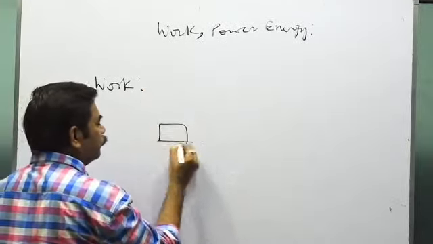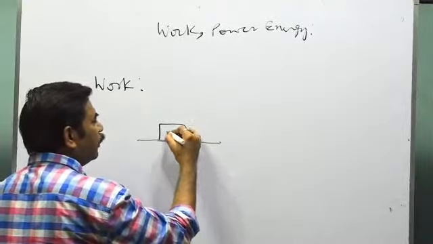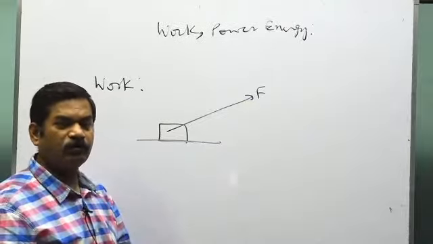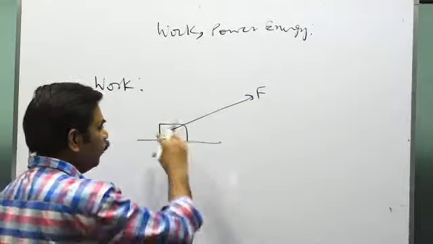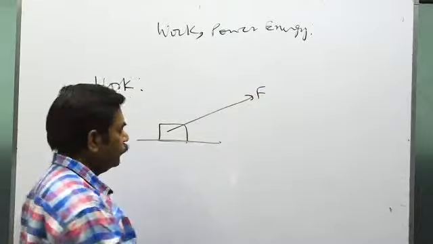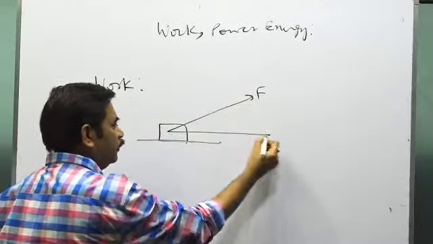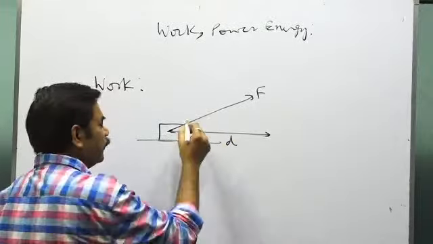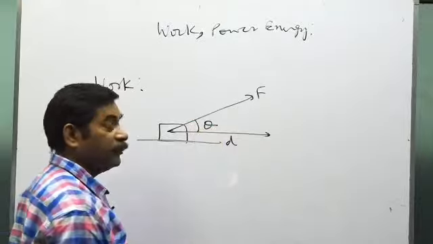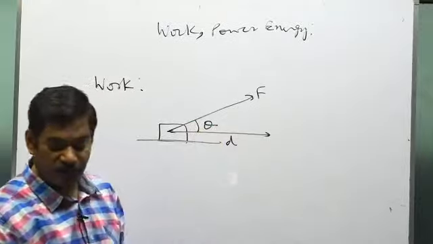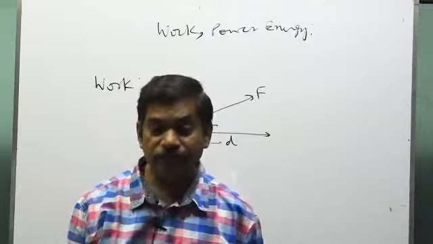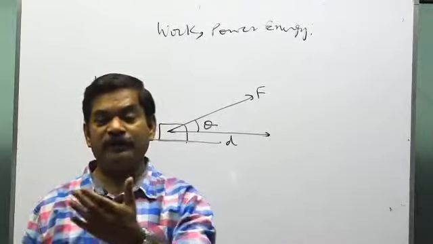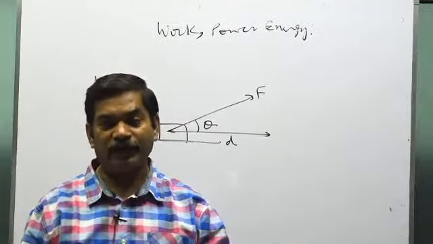If there is a block and we apply a force F on it along this direction, there might be other forces also acting on it, but I'm marking one of the forces, F, acting on it, and the displacement of the block is D along this direction. The angle between the displacement and the force is theta. First of all, make this point clear: force is along a different direction, displacement is along a different direction. So how can it happen?